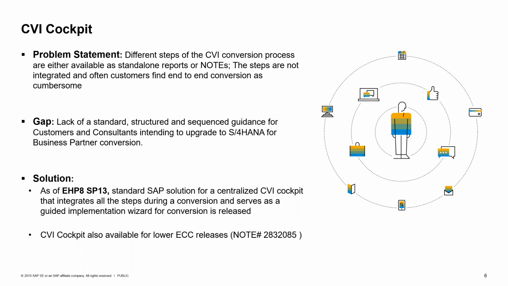And the solution is the CVI cockpit, which is delivered as part of the standard enhancement pack 8 SP13. However, it doesn't really imply that the solution will only be available in the latest release. We are also making it available and making a proper downport mechanism so that this particular solution is available in all lower releases until ERP 6.0, SAP APPL 600. And it will also be available as part of a note, so that irrespective of which SP or which release version the customer or the consultant is in, the CVI cockpit can be made available in the system.